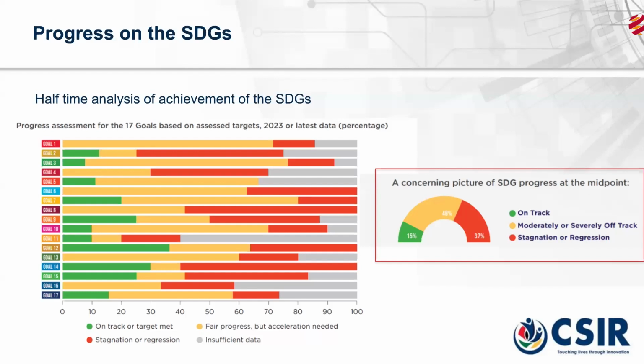Then we have about half of them, so about 47% of the SDGs, that are deviating from their target. So they're either deviating by a small margin or by a large margin, but there is deviation from the target. And that is half of the SDGs. And then we have about 1/3, I think it's around 37%, that are not meeting their target. And in some instances, they've actually regressed from their 2015 baseline. And this is quite significant, the fact that we are here at the halfway mark.